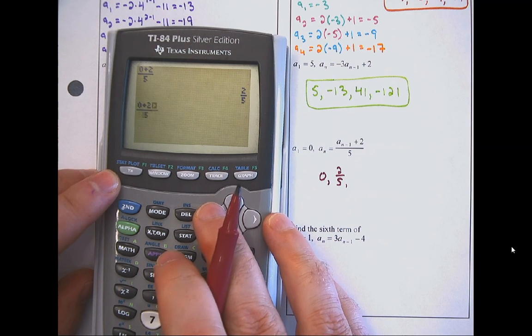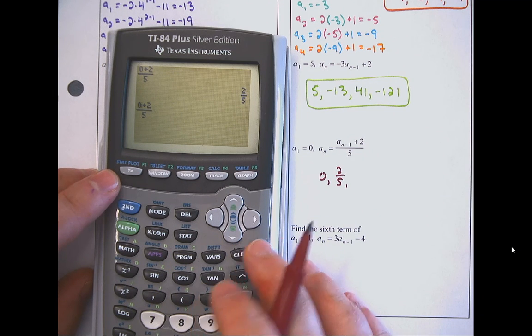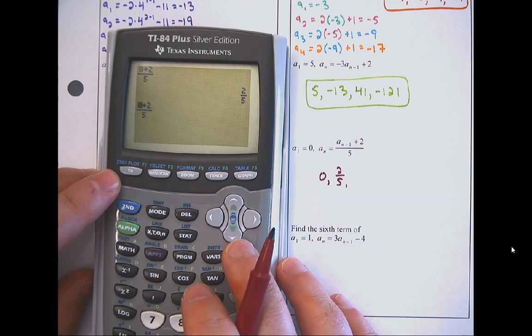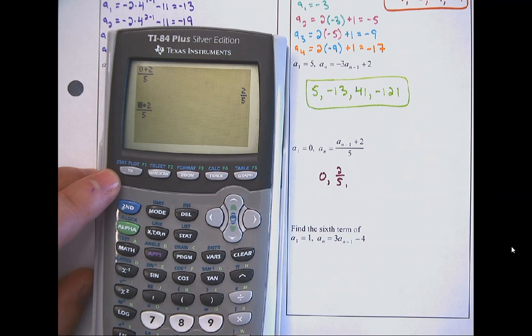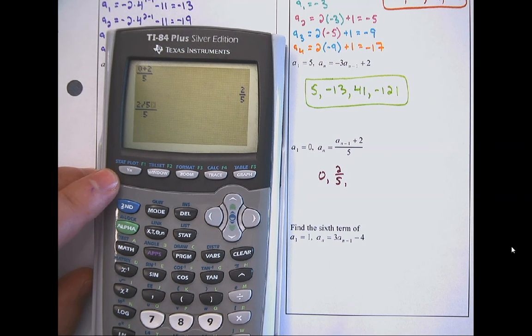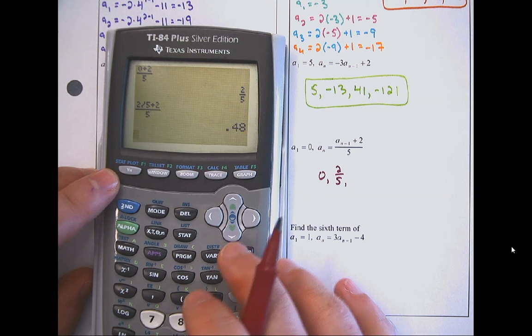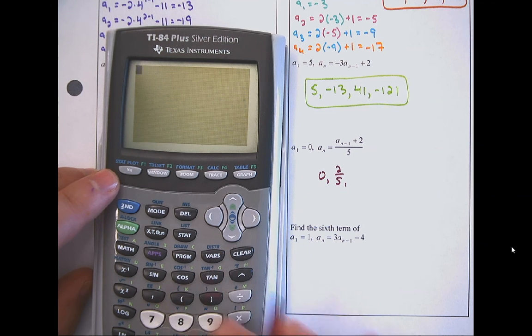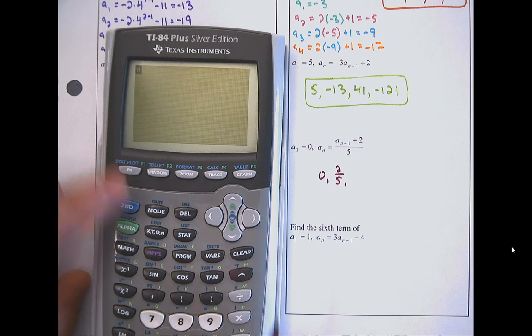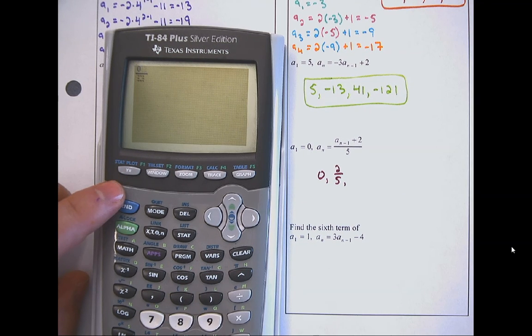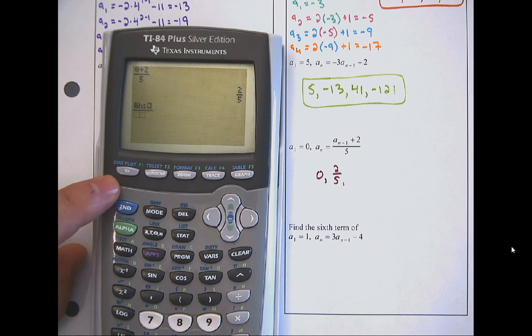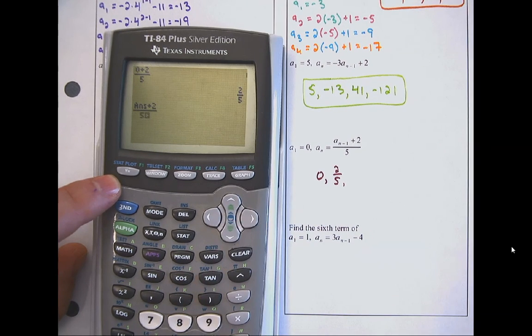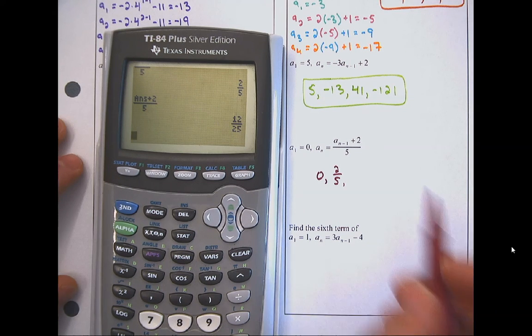Second enter. Now my previous term, ooh, this one's kind of annoying. So I'm going to show you a trick here. Instead of plugging in 2/5, which you could, and that would be fine, and you could get your answer plus 2 that way, I'm going to do previous answer. So what I mean by that is I put in 0 first. 0 plus 2 over 5. Then I'm going to go answer plus 2 over 5, and that spits back 12/25.